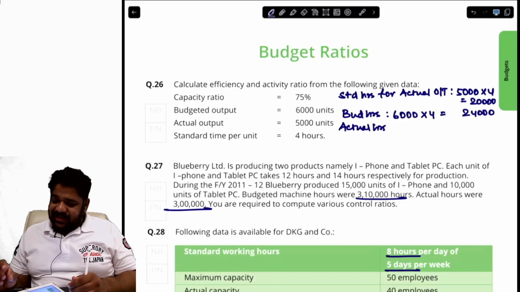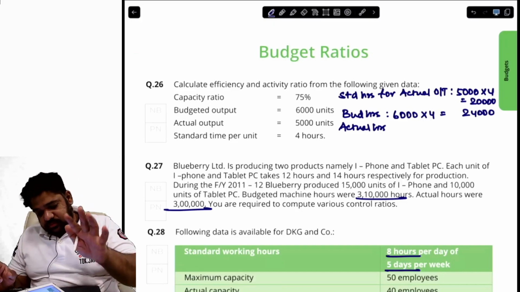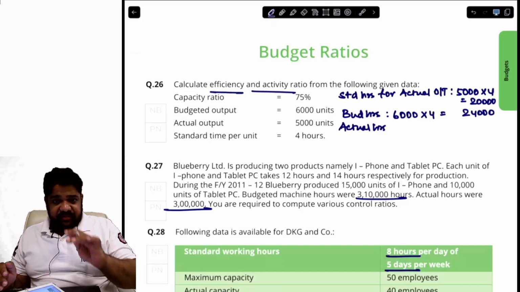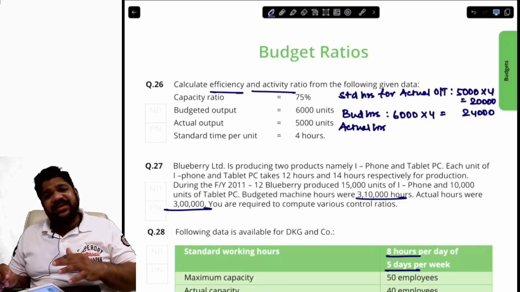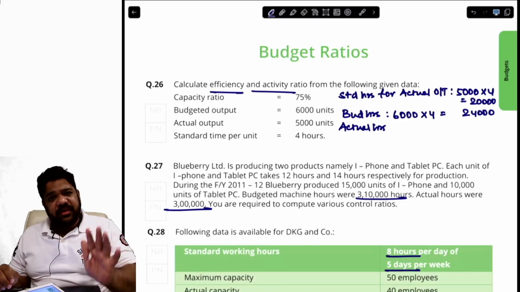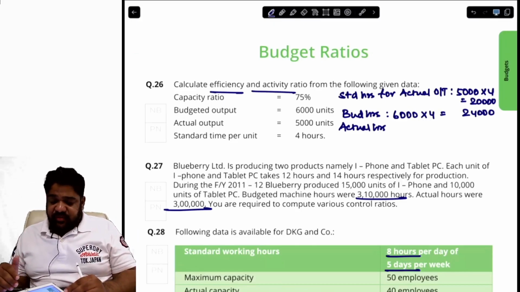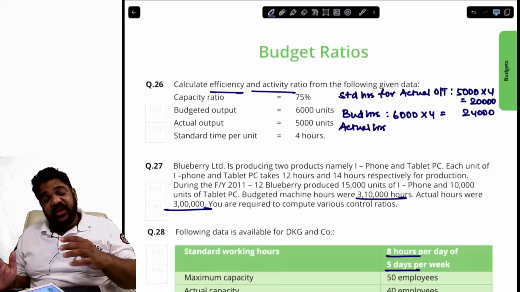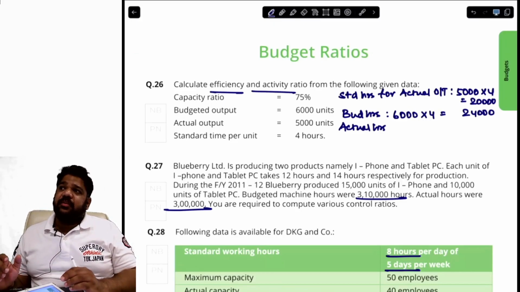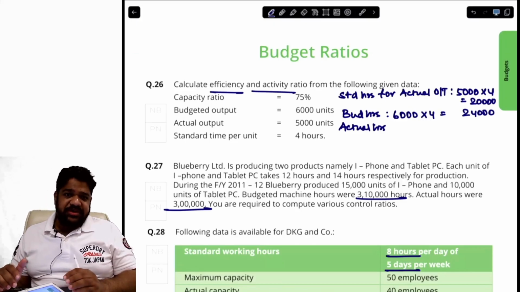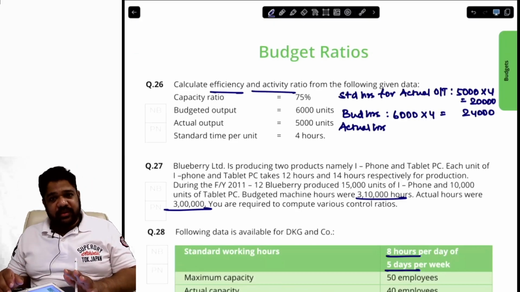Now the question may ask you specifically for budget ratios, as in, they may ask you to do the efficiency ratio and the activity ratio and the capacity ratio individually, or they may just randomly tell you to draw up the budget ratios. If that is the case, then they're asking for all three together. So be a little careful there. But apart from that, good chapter, simple questions. Hope that you get it from this chapter.